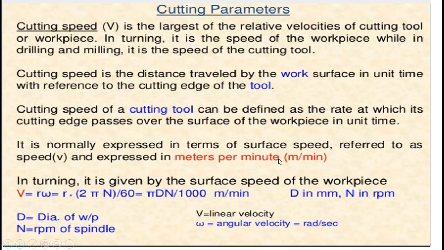In the case of turning, cutting speed is nothing but the speed of the rotating workpiece. It is generally given as V equals R omega, where R is the radius of the workpiece and omega is 2 pi N upon 60. So finally we get cutting speed for a lathe machine as pi D N upon 1000 meters per minute.